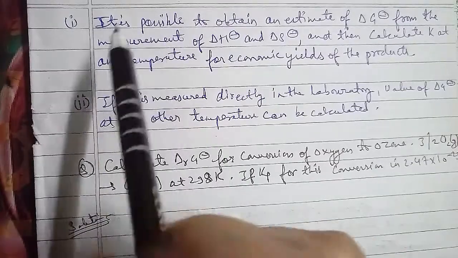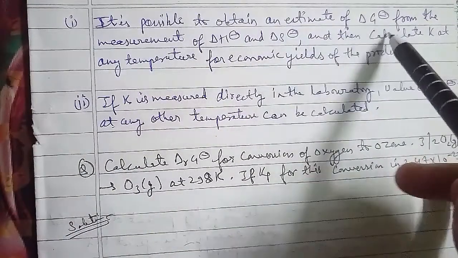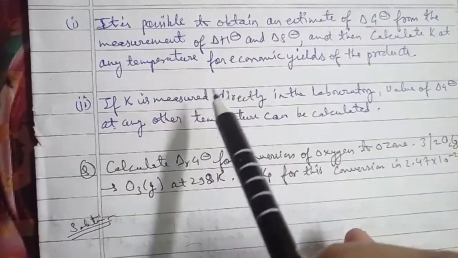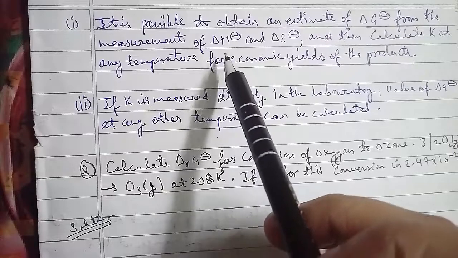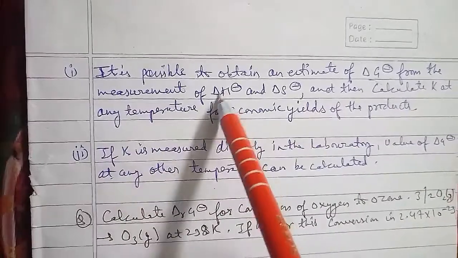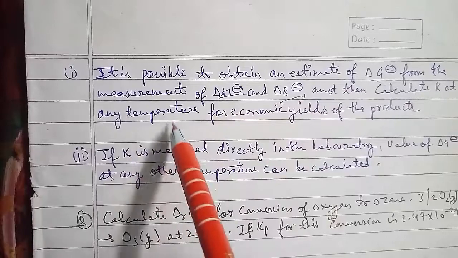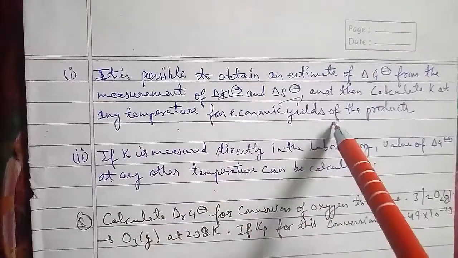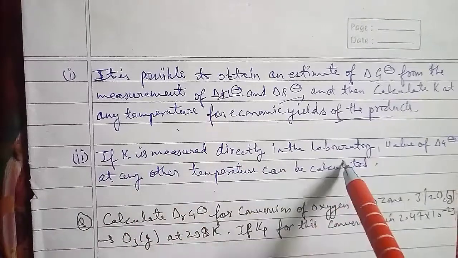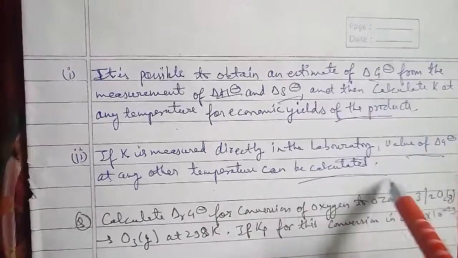Here we can say that it is possible to obtain an estimate of ΔrG from the measurements of ΔH and ΔS, and then calculate K at any temperature for economic yields of the product. And second, if K is measured directly in the laboratory, the value of ΔrG at any other temperature can be calculated.